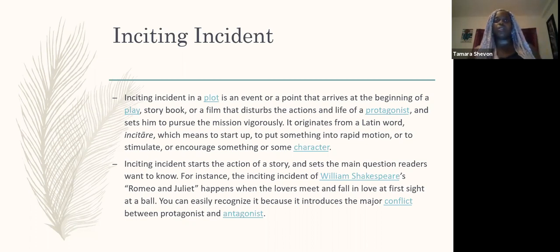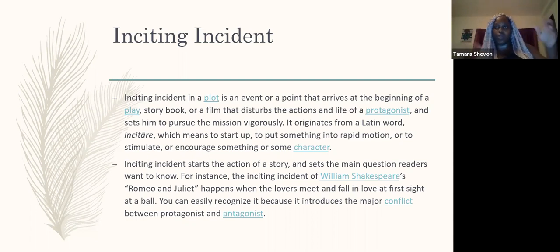If we look over here, an inciting incident in a plot is an event or a point that arrives at the beginning of a play, book, or story that disturbs the action. So it kind of ruffles the feathers of the story. Everything's fine, and then you hear a knock at the door. That'd be the inciting incident. The knock at the door could be someone's ex-husband coming back. Now we're at the rising action, and then the ex-husband kills the whole family. That's the climax. You know what I mean?